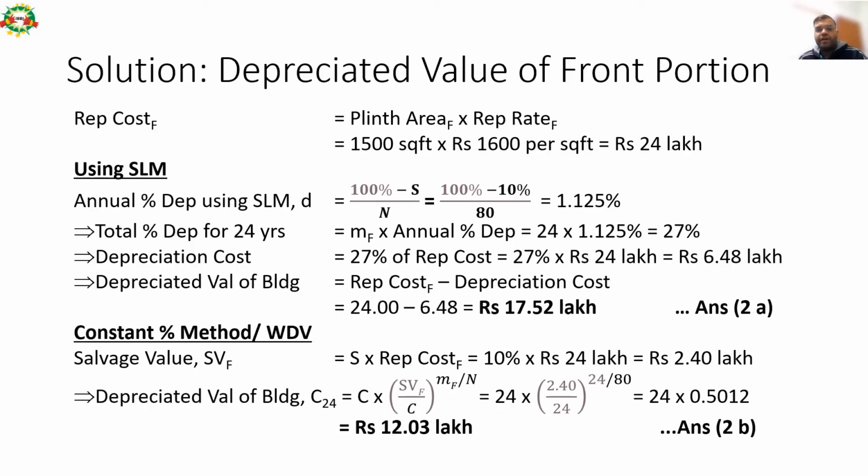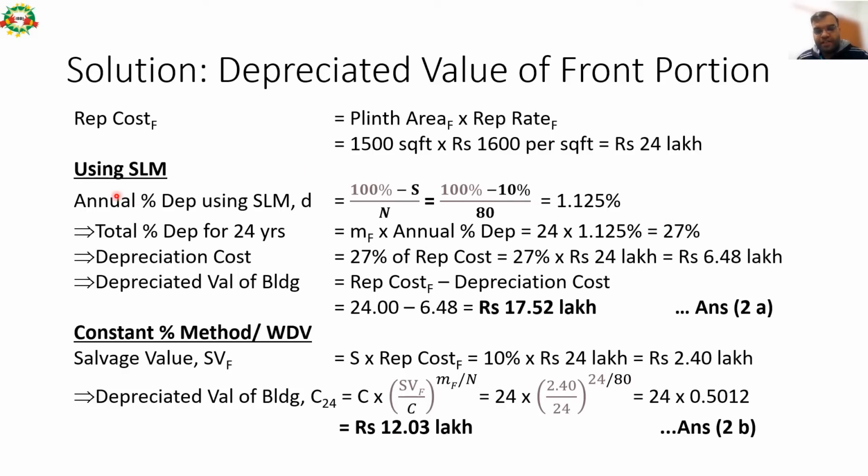Now let us calculate the depreciated value of the front portion, which has an age of 24 years. First we calculate the replacement cost, or RCN, of the front portion, which is equal to the plinth area of the front portion multiplied by the replacement rate. Both figures are given in the question. So 1500 square feet is the plinth area or built up area of the front portion, multiplied by 1600 rupees per square feet, the replacement rate for the front portion. That means it is equal to 24 lakh rupees.